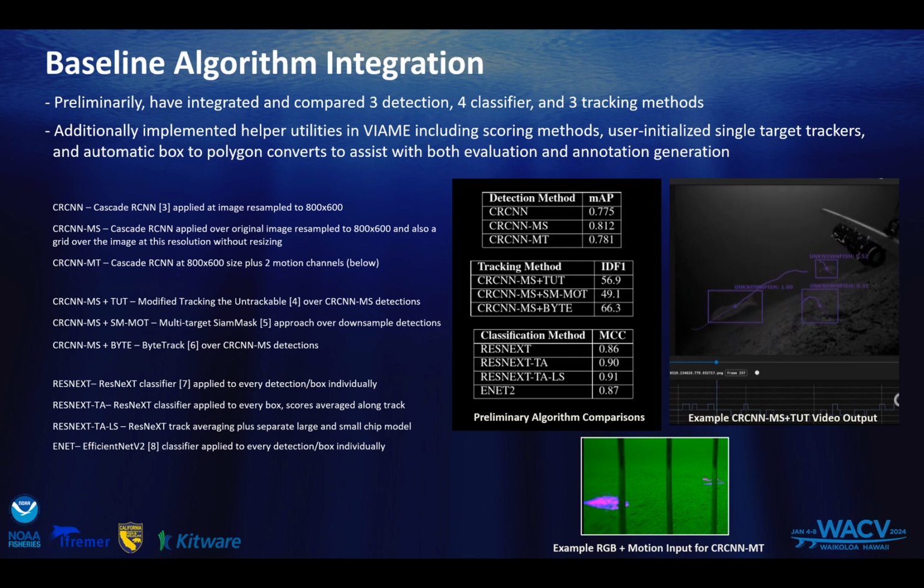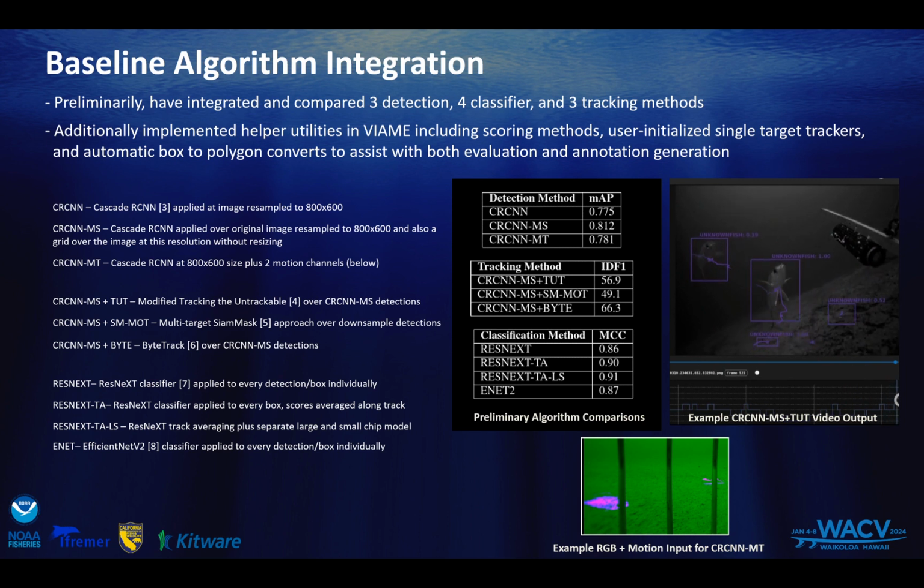And then lastly, a third approach that includes some basic motion information into the base layers by computing 2 different motion masks and feeding that in. The multi-scale approach tended to outperform the motion improvements slightly, but ideally we want to combine the two in the next step. On the tracking end, we compared 3 completely different approaches: the tracking-by-untrackable approach, a multi-target version of SiamRPN, and ByteTrack.